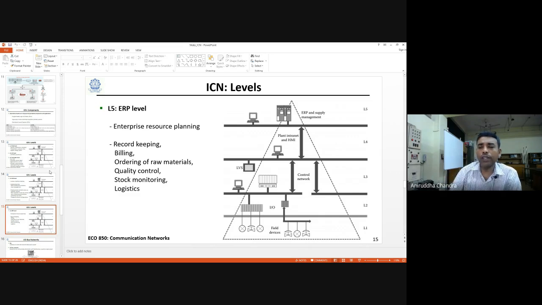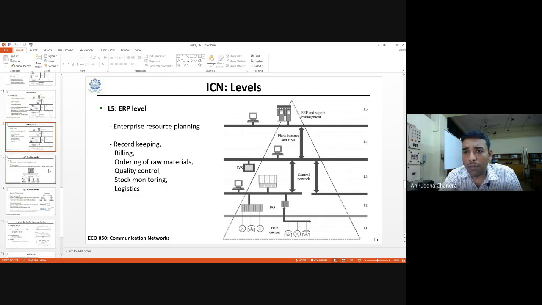So with this, we give you a glimpse of how an industrial control network works. In an industrial control network, the hierarchies are different, the tools are different, the devices that you see are different, and they have different data transfer requirements as well.